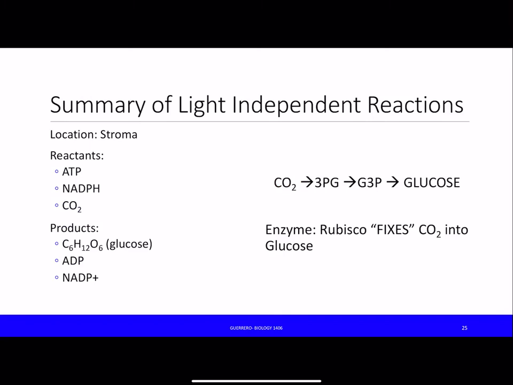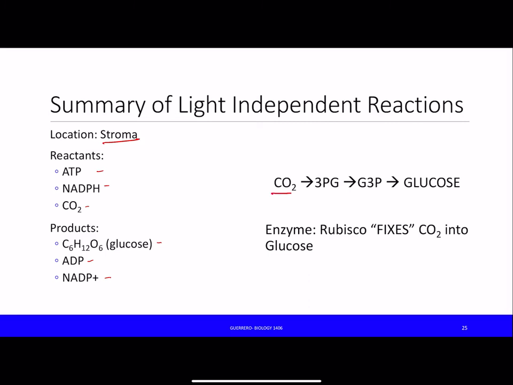So, big picture. Where do the light-independent reactions happen? It happens in the stroma, so the liquid part of the chloroplast. The reactants are ATP, NADPH, and carbon dioxide, where you're going to produce glucose, ADP, and NADP plus.